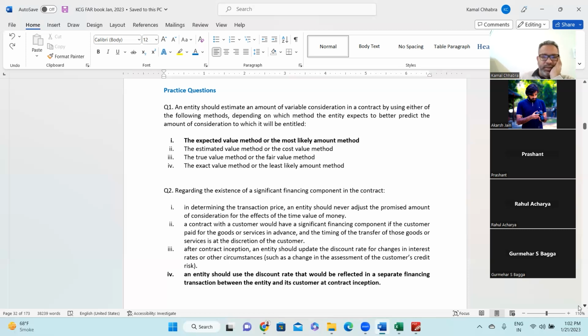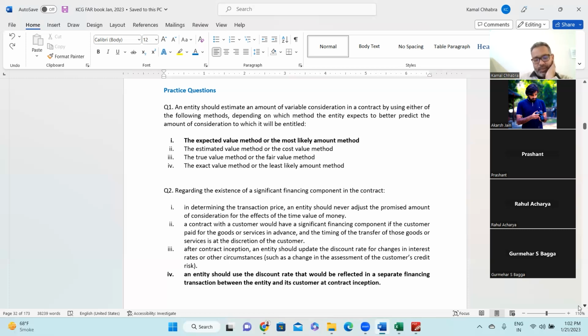Second question is regarding the existence of a significant financing component in a contract. In determining the transaction price, an entity should never adjust the promised amount of consideration for the effect of the time value of money. So we need to choose which one is the right statement in the light of the financing component, basically, right? So the first statement says, when you calculate the transaction price, an entity should never adjust the promised. So the answer is wrong, right? You should adjust the financing component.